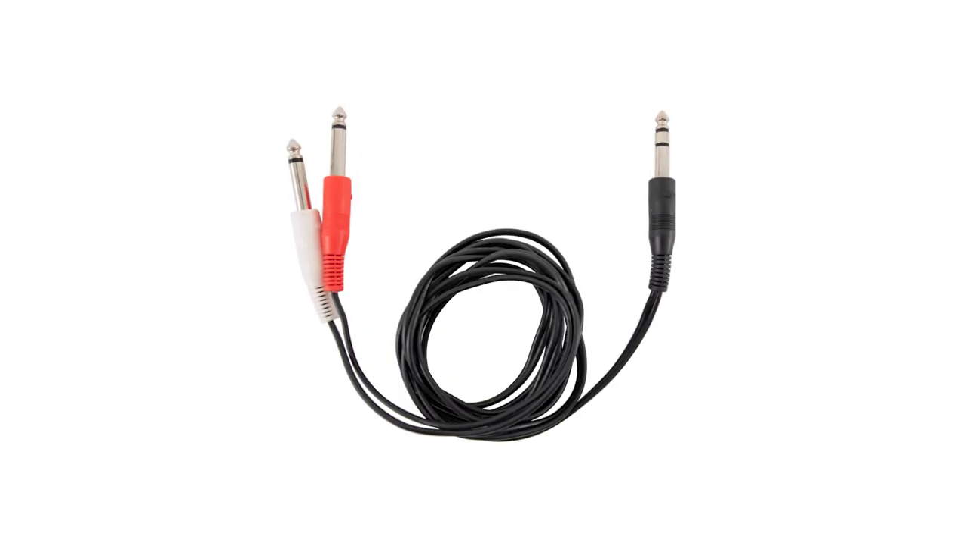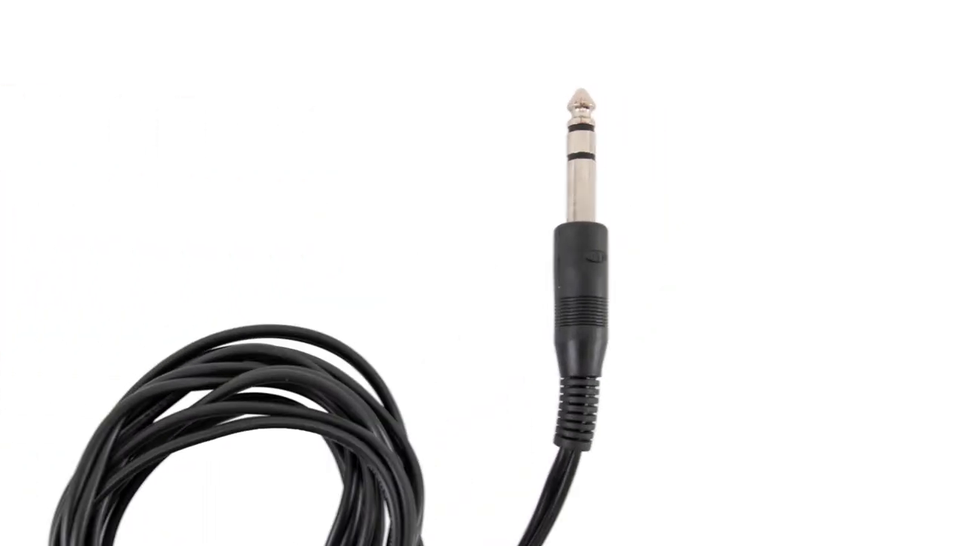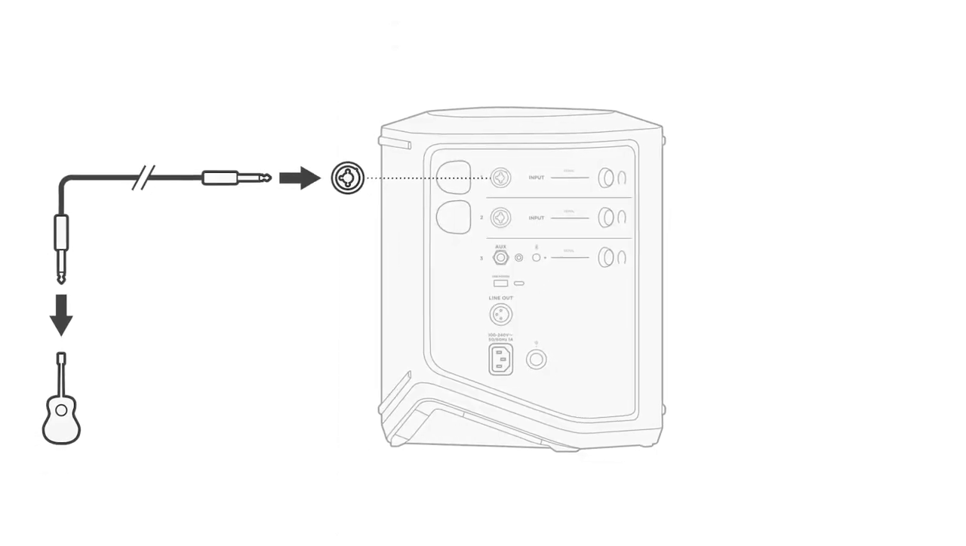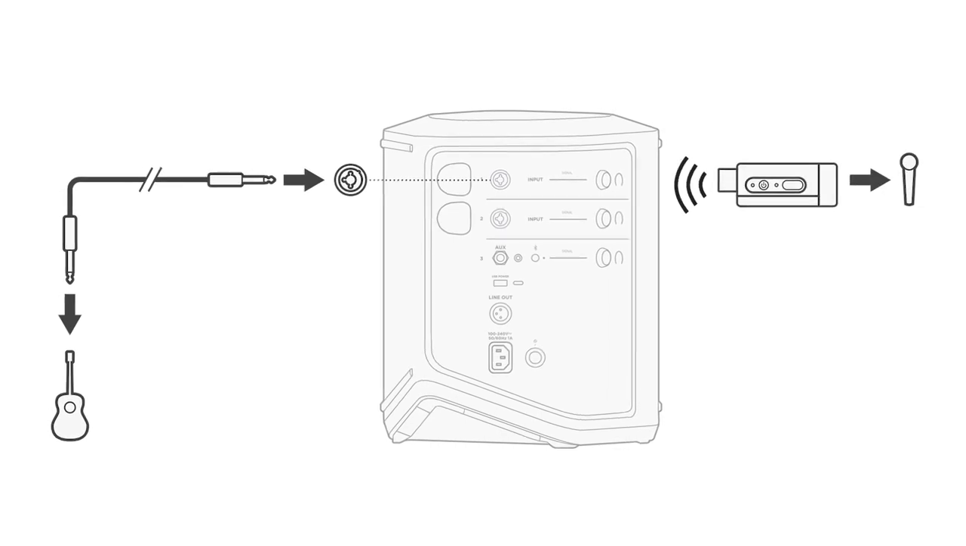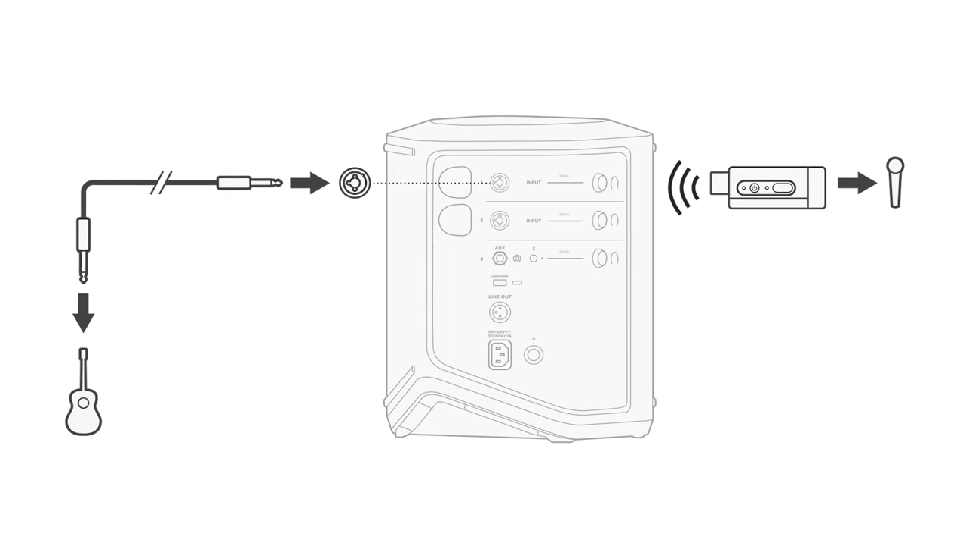It's important to use a proper insert cable with a single quarter-inch TRS connector on one end and two quarter-inch TS connectors on the other end. Do not connect an instrument or other audio source with a standard quarter-inch cable when a wireless transmitter is connected, as audio will not play from either the wired or wireless source.